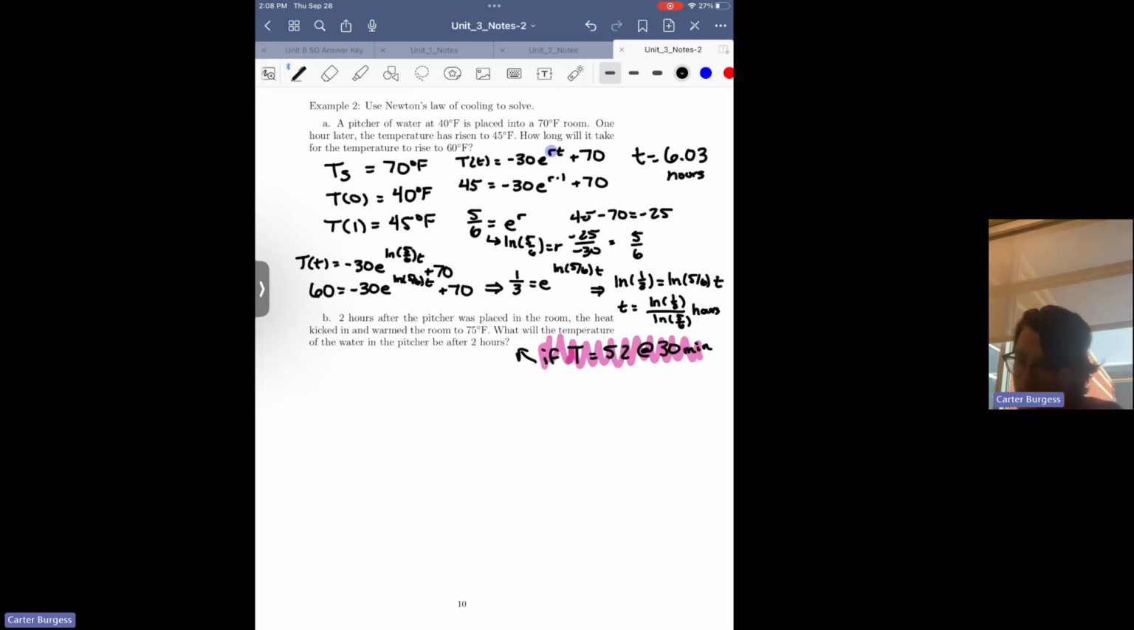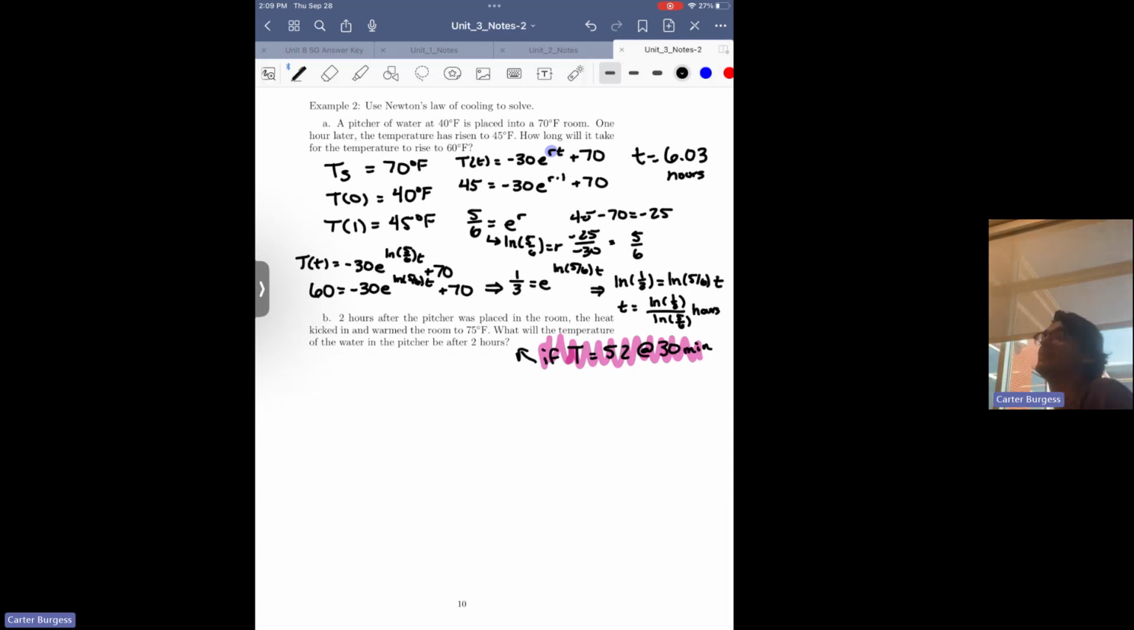Okay, so let's parse through what we're looking at with B. So 2 hours after the pitcher from part A that we're talking about was placed in the room, the heat kicked on and the room warmed up to 75 degrees Fahrenheit. Now we're going to assume that as soon as the heat kicked on, the room instantaneously changed from 70 degrees to 75. We're just going to say it just spiked all the way up instantly to 75.